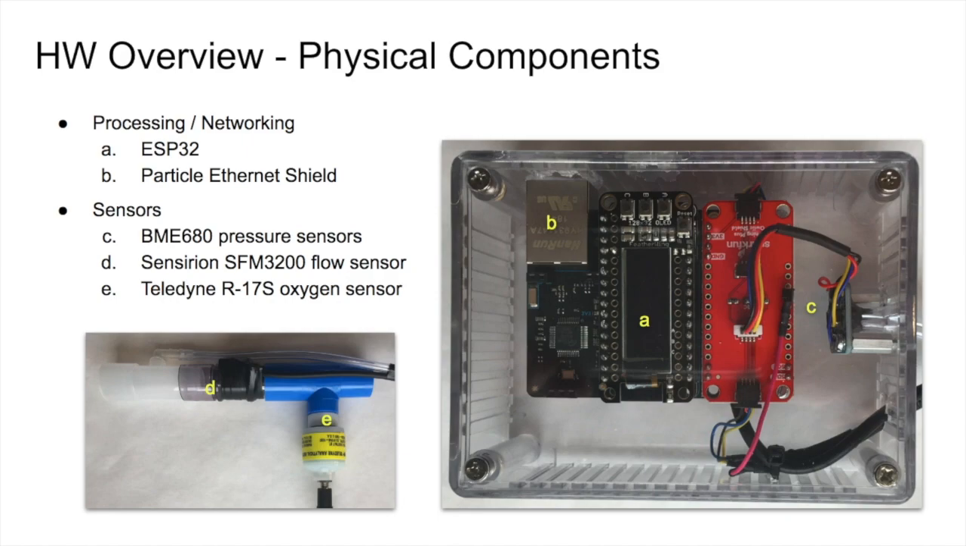Finally, on the left there, you can see our flow sensor labeled D and our oxygen sensor labeled E. Our flow sensors come from Sensirion and are able to measure about 250 liters per minute in either direction. And then our Teledyne oxygen sensor is a pretty typical diving sensor.